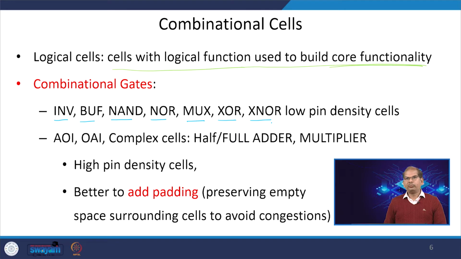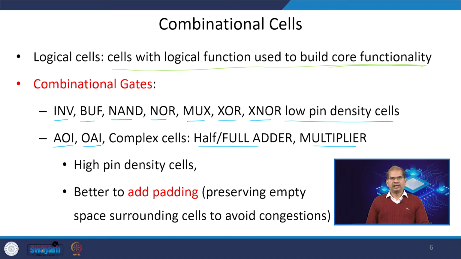These are all low pin density cells. Low pin density means they have a few inputs and one output. But you have complex cells like full adder, half adder, multiplier, and even more complex cells where one cell can do AND and invert. This is called AOI, and one cell can do OR and invert. That is called OAI. These cells are also essential for our standard cell library.